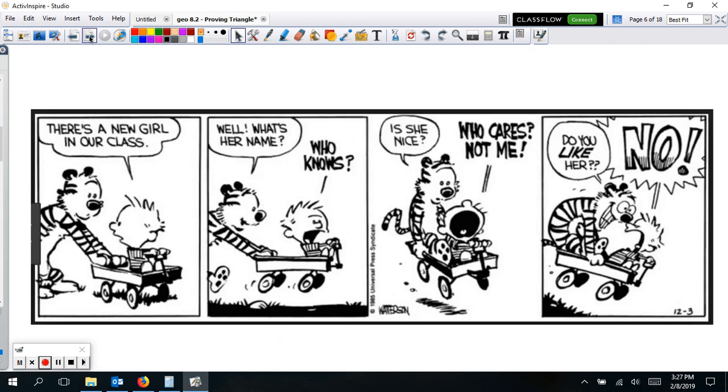So as we get started, let's look at a little Calvin and Hobbes cartoon. So they're in a little, it's like a wagon going to be pushed down the hill. There's a new girl in our class. Well, what's her name? Who knows? Is she nice? Who cares? Not me. Do you like her? No! Calvin and Hobbes is one of my favorites.